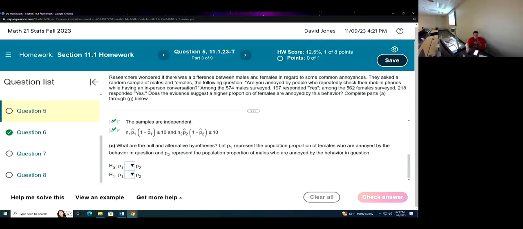So for the question, is the evidence suggesting a higher proportion of females are annoyed by this behavior? We're going to do H0 is always equality. And it says P1 represents females, which is different than how I have it, and P2 represents the males. And they want to know if females is higher than males. So we should have P1 is greater than P2 based on the way they chose their groups.